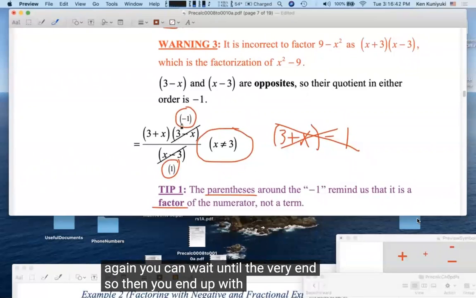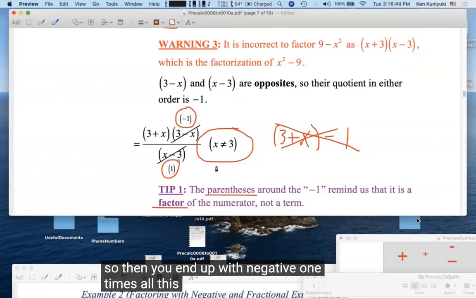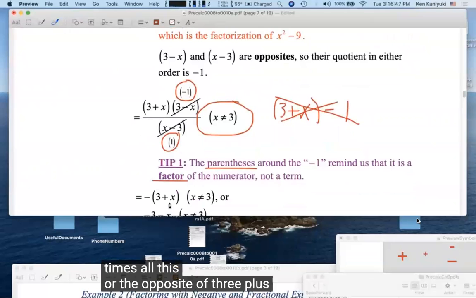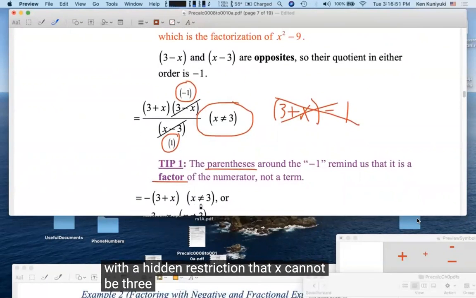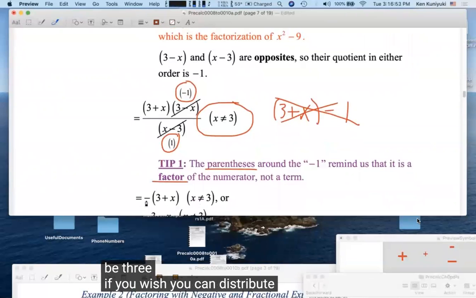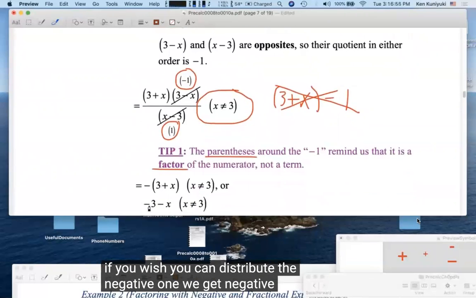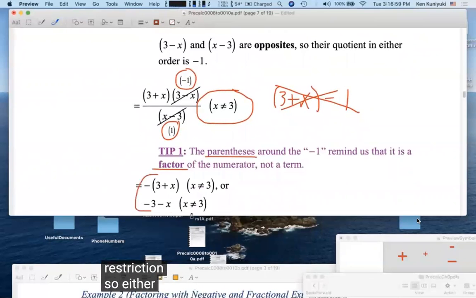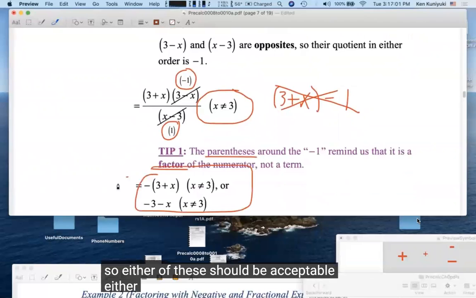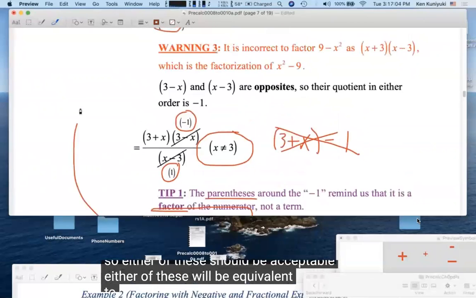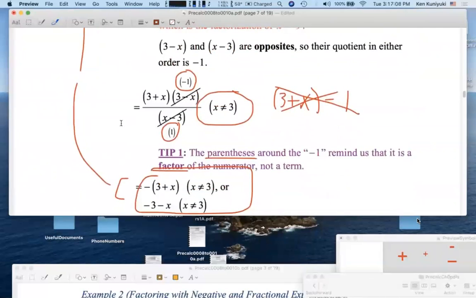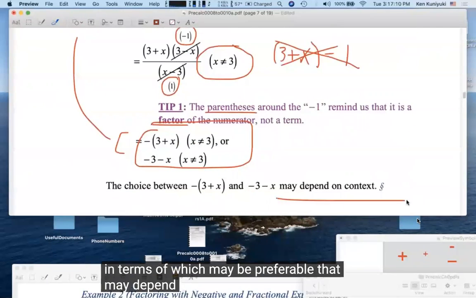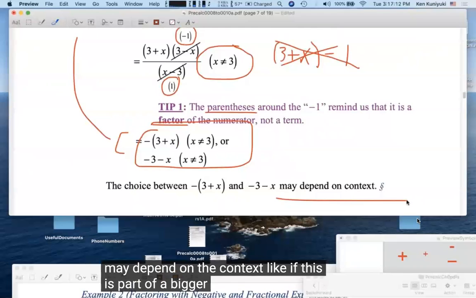So then you end up with -1 times all this, or the opposite of 3 plus x, with the hidden restriction that x cannot be 3. If you wish, you can distribute the -1. We get -3 minus x, again, with the hidden restriction. So either of these should be acceptable. Either of these will be equivalent to the given expression way up here. In terms of which may be preferable, that may depend on the context, like if this is part of a bigger problem.